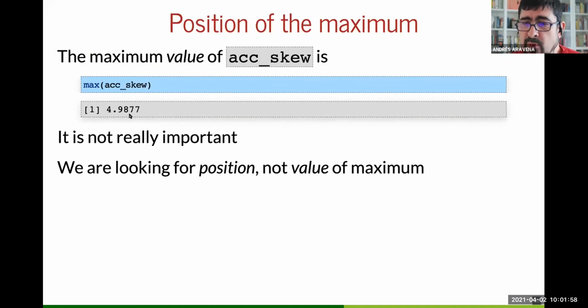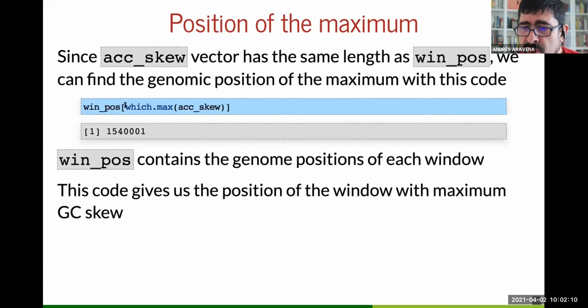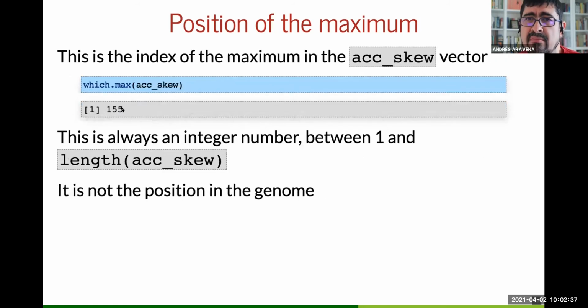We have the maximum, we don't care about its value. We have the index of the maximum. And then we use that index to look inside win pos. And here we got the position of the maximum, and we can do the same with the minimum. This is the position of the window that contains the maximum. Because the number makes sense. 155 is not really a position of a window in units of base pairs.